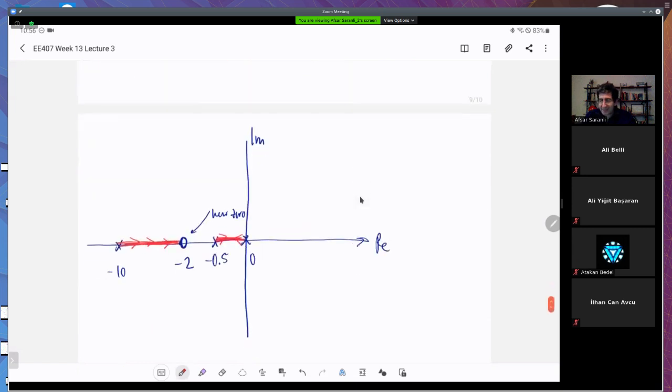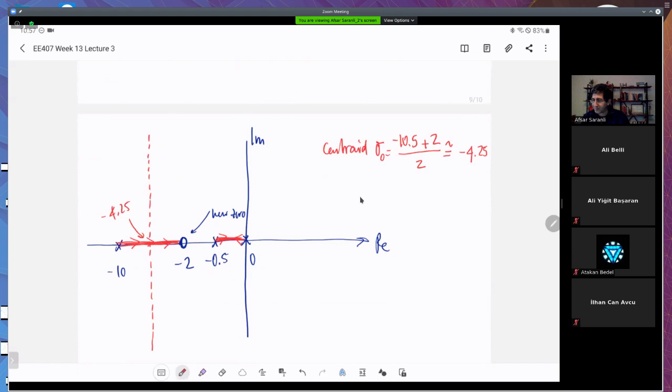What's important is the new centroid. Centroid is equal to, again, the summation of the poles, which is still minus 10.5, but now minus 2, which makes plus 2, over 2. So this now gives us a negative number, minus 4.25. Okay, so that's a much better location for the centroid, because our asymptotes are now somewhere over here, approximately minus 4.25.